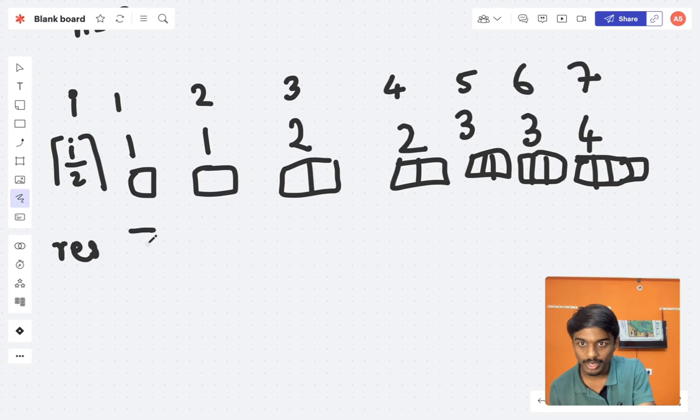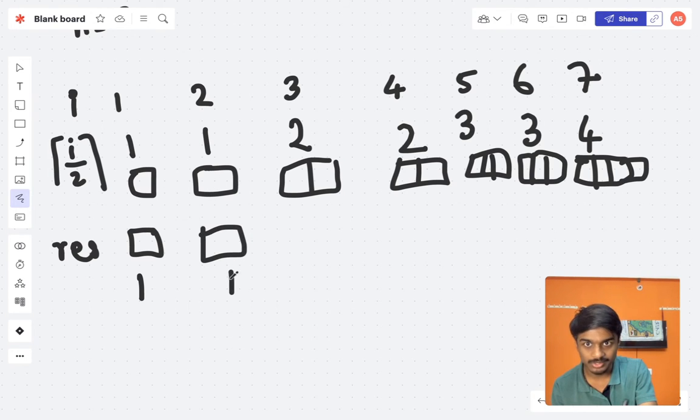You just put 1 only, right? So this is the square, that is 1. And for 2, you cannot stack this and this together because it becomes a rectangle. We can take only this one. So the result is also 1.